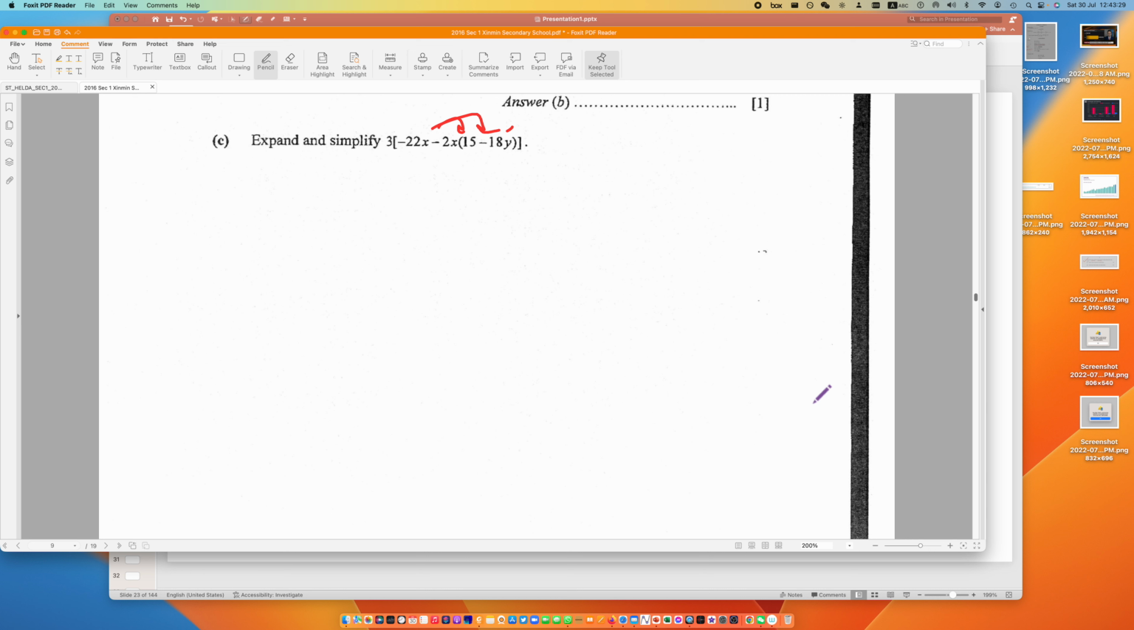You understand or not? The question, expand, is for you to get rid of the bracket. You understand? Expand means get rid of the bracket. So if they write expand and you still give bracket, does it make sense? No, right? Okay?